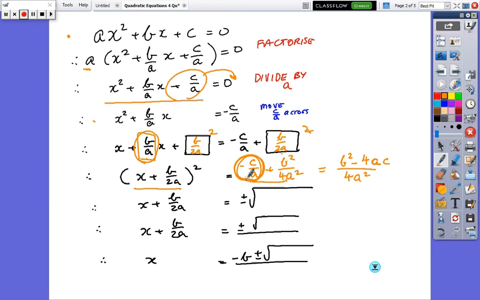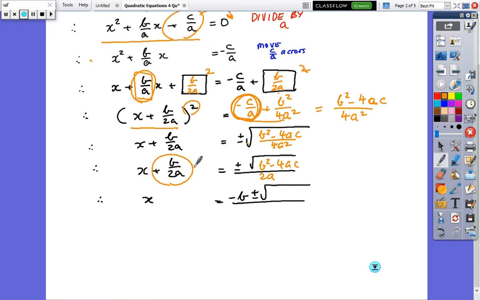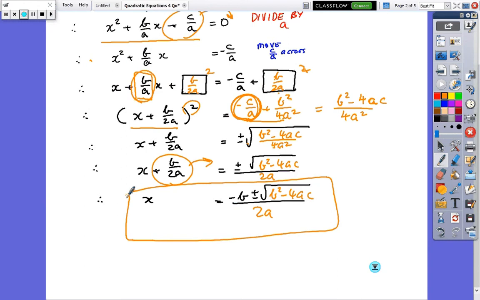Okay, so to get rid of the square, you square root and put a plus and minus. So I've got b squared minus 4ac over 4a squared. Now the square root of 4 is 2, and the square root of a squared is a. So now the denominator is 2a. And to finish it off, you take the b over 2a across the other side. So it becomes minus b over 2a, plus or minus the square root of b squared minus 4ac. So there's your quadratic formula. Okay, so that's the proof. You don't have to know it, but there is the proof.